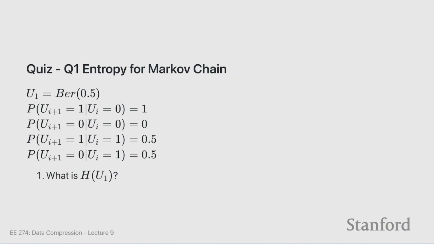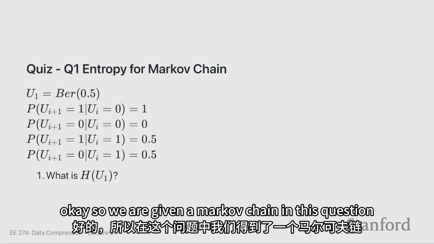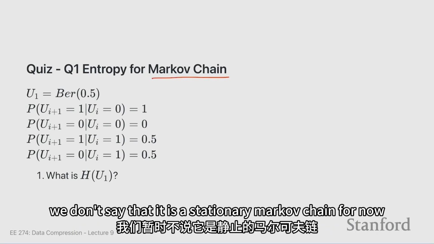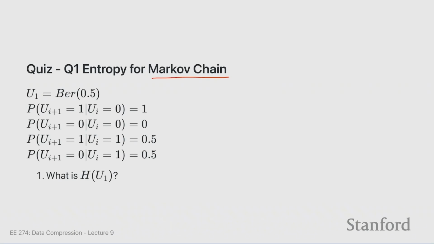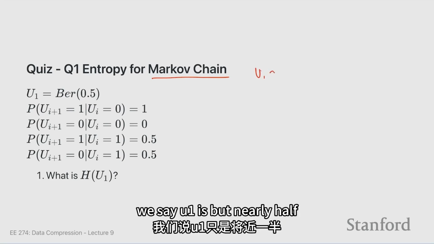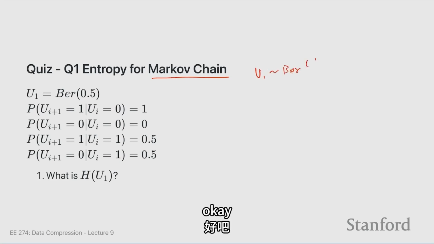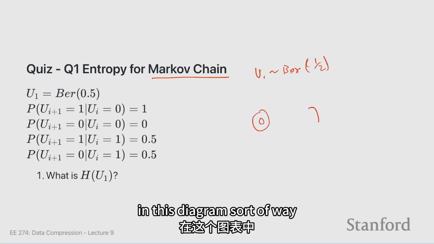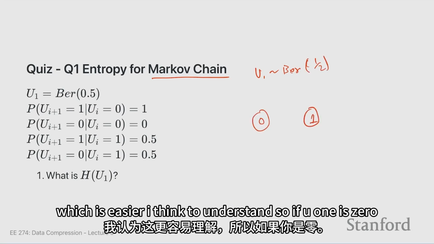Okay, so we are given a Markov chain in this question. We don't say that it is a stationary Markov chain for now. So how is it described? We say U1 is Bernoulli half. And let me draw it in this diagram way, which is easier, I think, to understand.